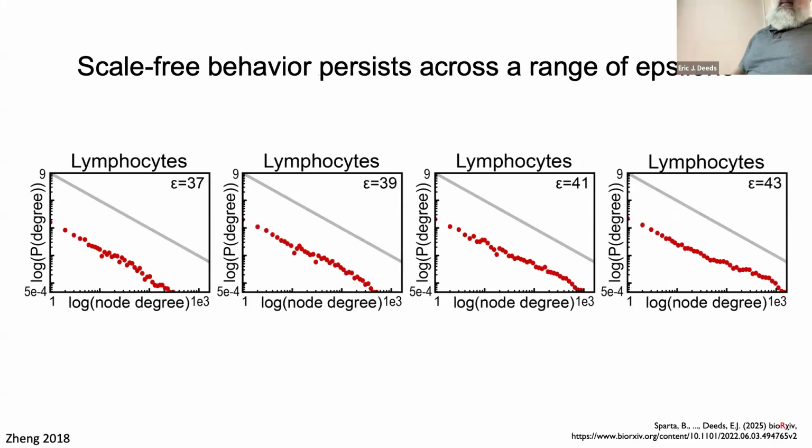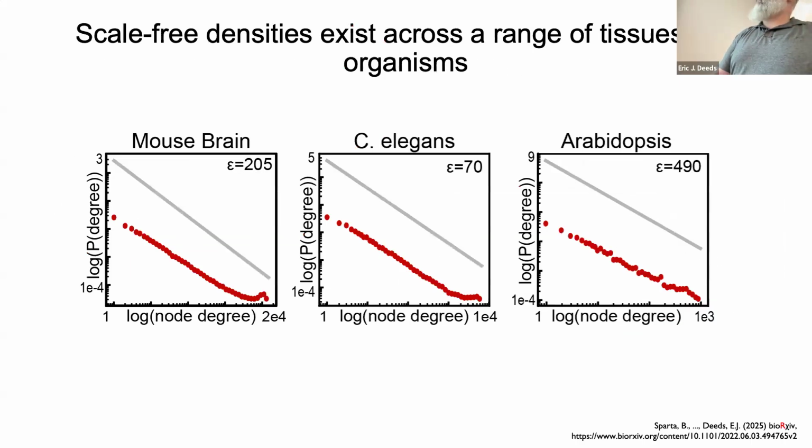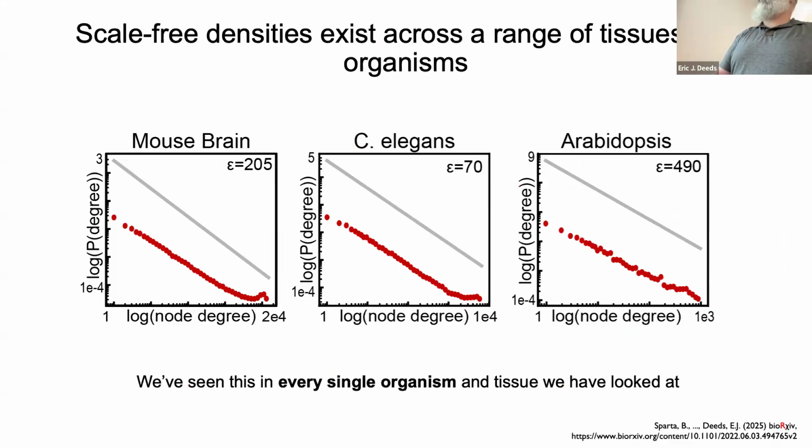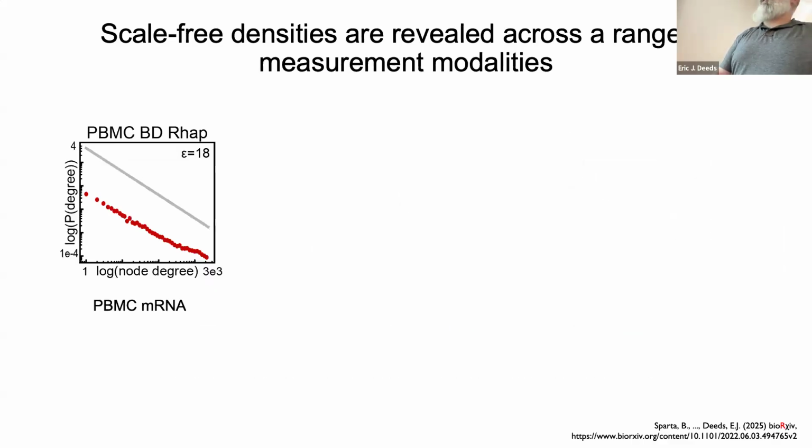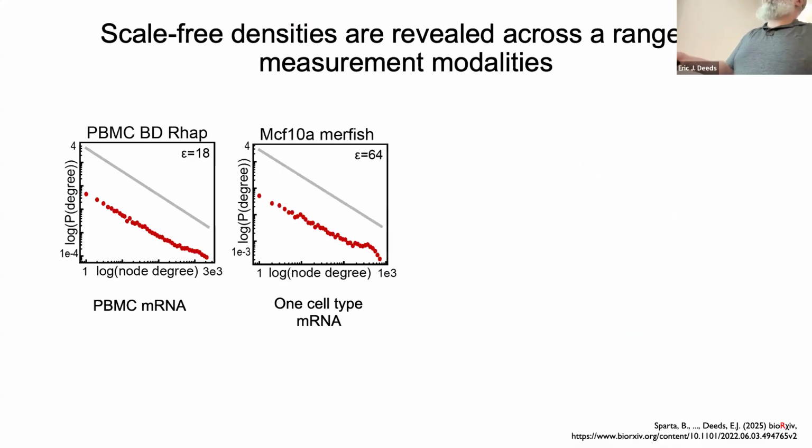For a wide range of epsilons, you see this kind of scaling result in all the data sets that we looked at. We see it in the mouse brain. We see it in C. elegans. We see it in plants. We see it in every single thing we looked at, all of the technologies. So this is PBMC BD Rhapsody data. You see that same thing. This is MCF10A. This is a cell line. And again, this data comes from Roy's group. And you see this in that data set.